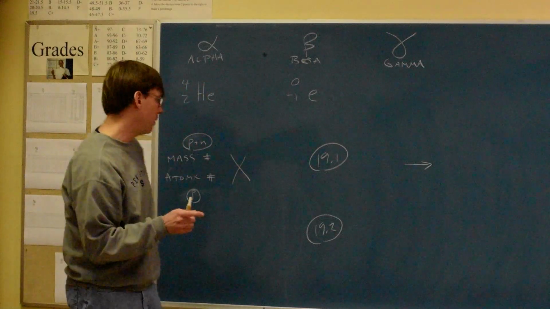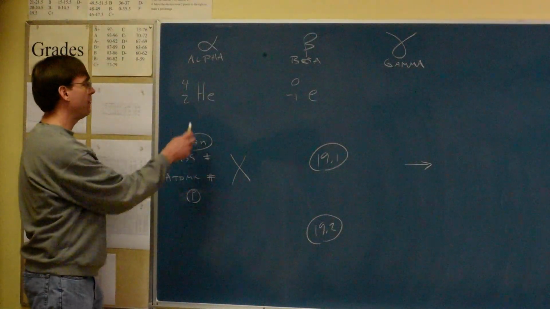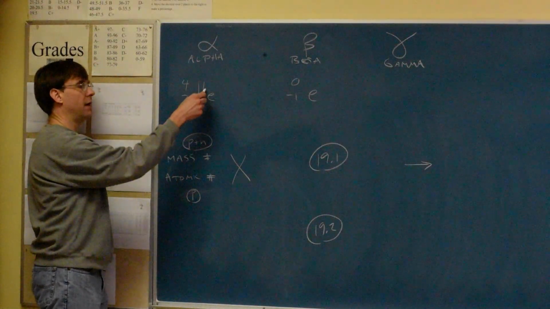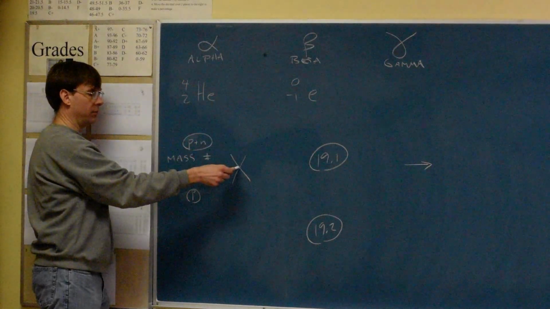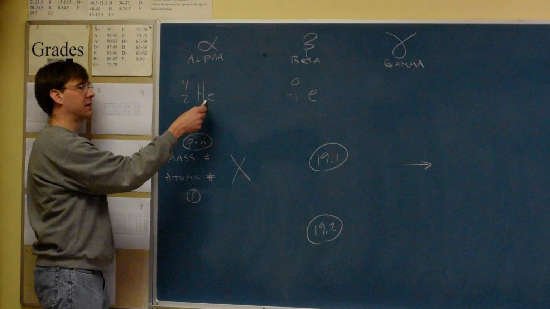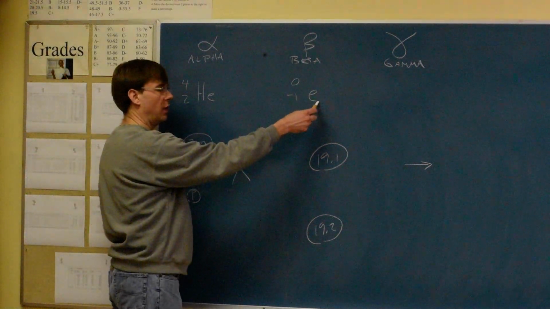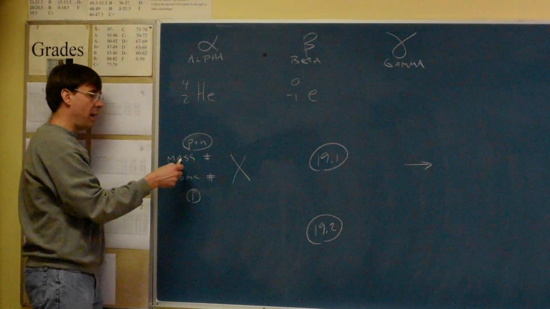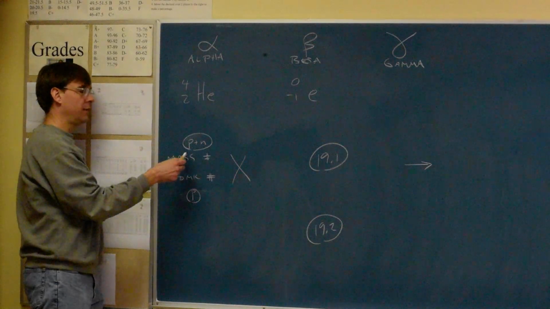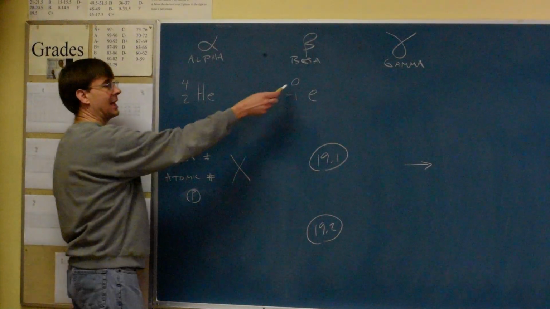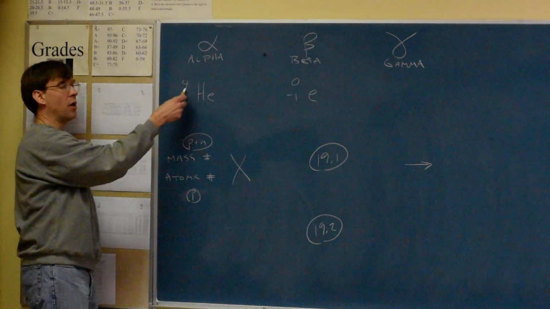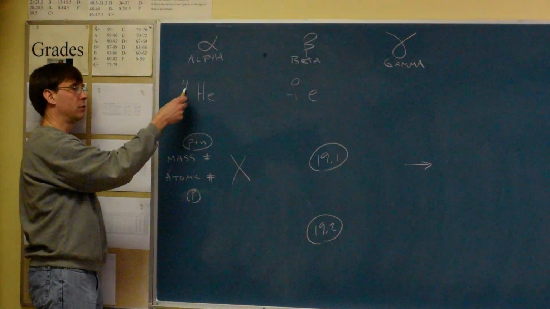So before I get going, quick reminder, whenever you see these things written, there's always an element name or some kind of a name that goes where X marks the spot. This is helium, this is E for an electron. The top number is always called the mass number. That's the protons plus the neutrons. This has none. This has 4 proton-neutron total combos.